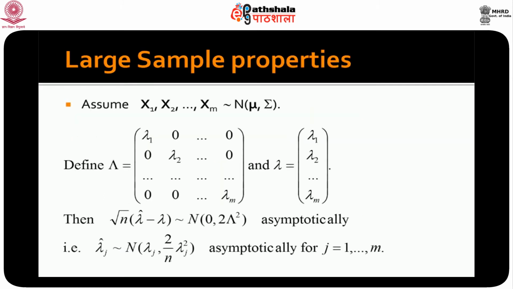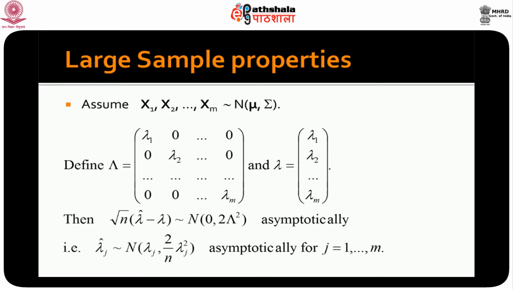Now let us see how these principal components that we have obtained from the samples are related to the actual population values. And of course, what we will be discussing now would be basically large sample properties, because there are no such small sample results relating the two sets of principal components, one obtained from the sample and the other obtained from the population. So let us assume x1 to xn are a sample from a normal population with sigma having distinct eigenvalues lambda 1 greater than lambda 2 greater than ... greater than lambda m, and of course all of them are positive.